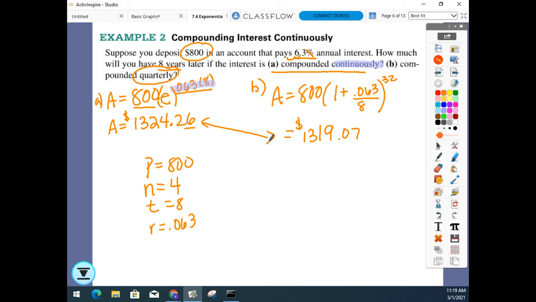So sometimes what I would do, if you struggle with this, is add this up first, and then you could take 800 times that amount, raised to the 32. But I always multiply the exponents together. I think that's helpful, because then you're just entering a number at the top.